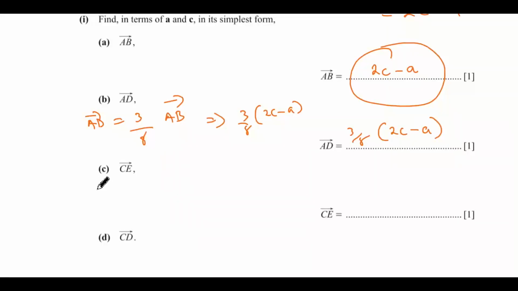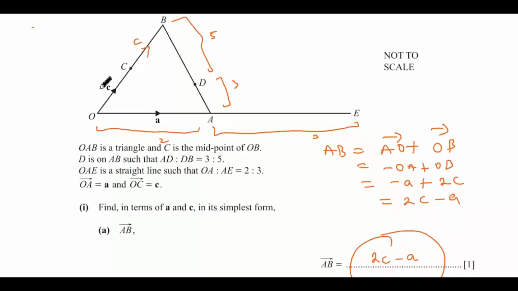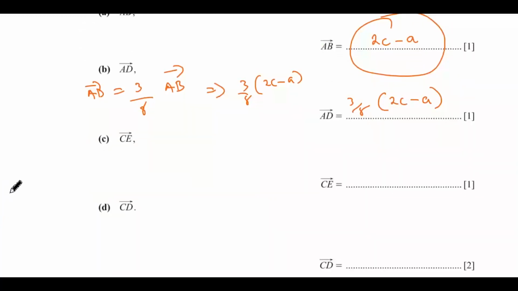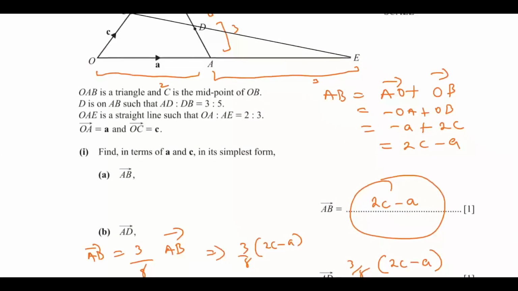So part C, roman figure 1, we want to find CE. Let's go to the diagram again. We want to find CE, that is from here to this place. It will be very easy to find CE if you know OE. CE will be equal to CO plus OE. So the first thing we need to do is to find OE.